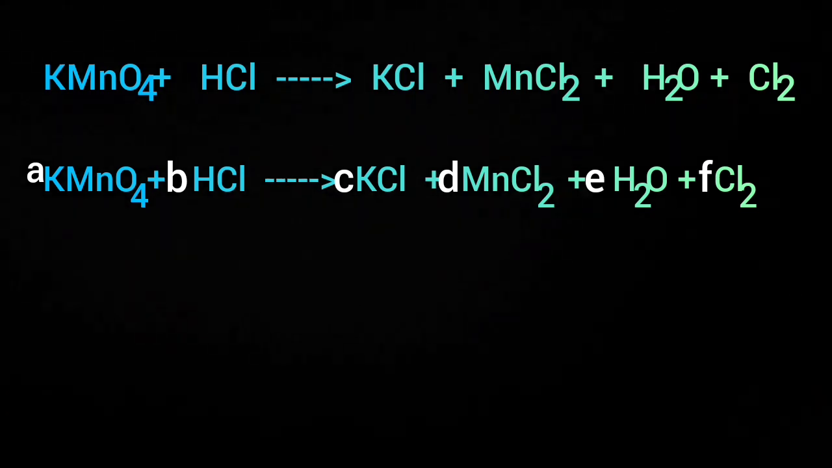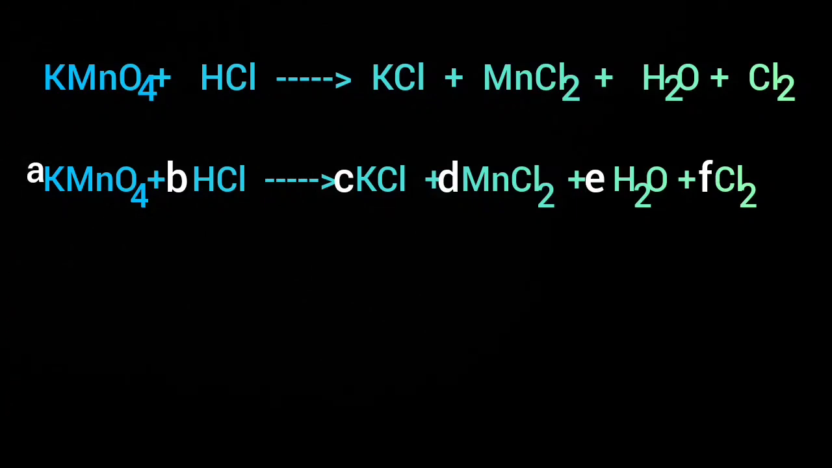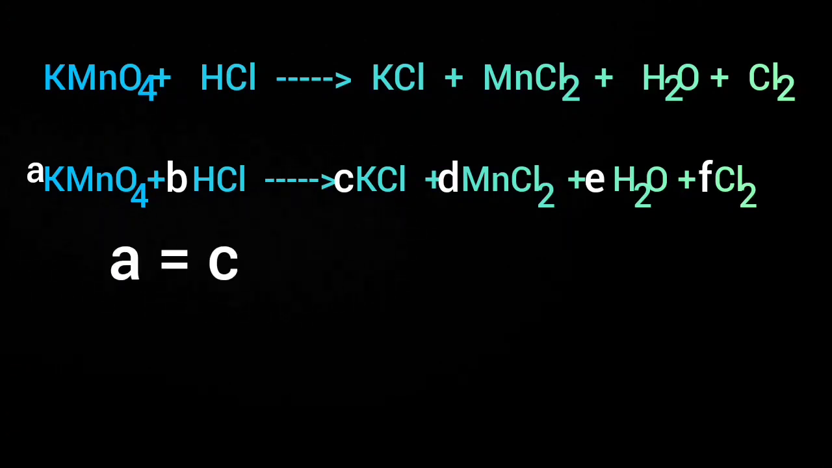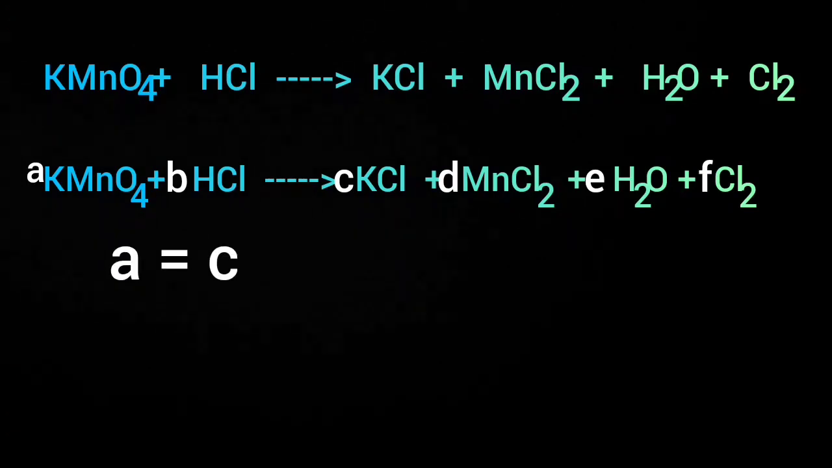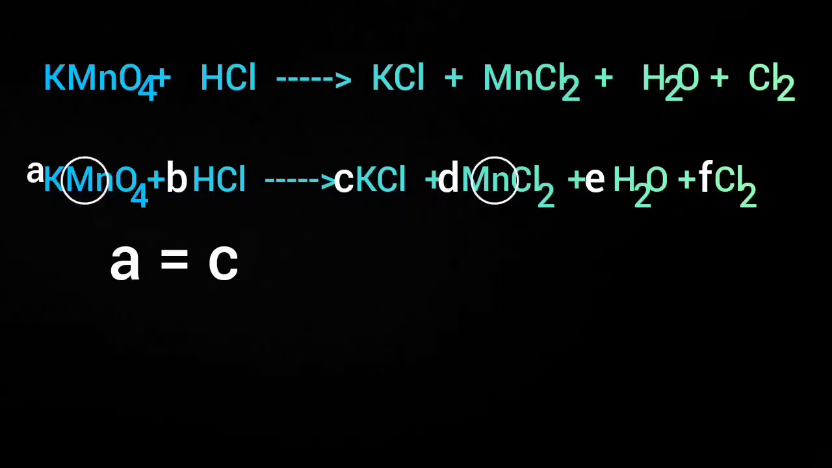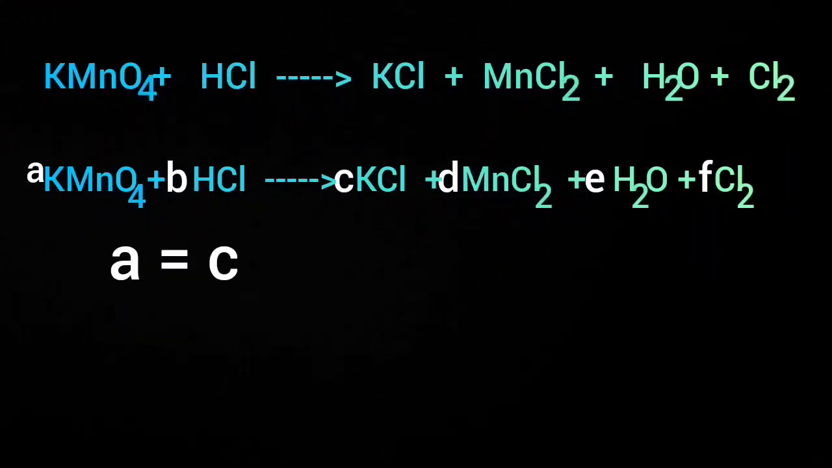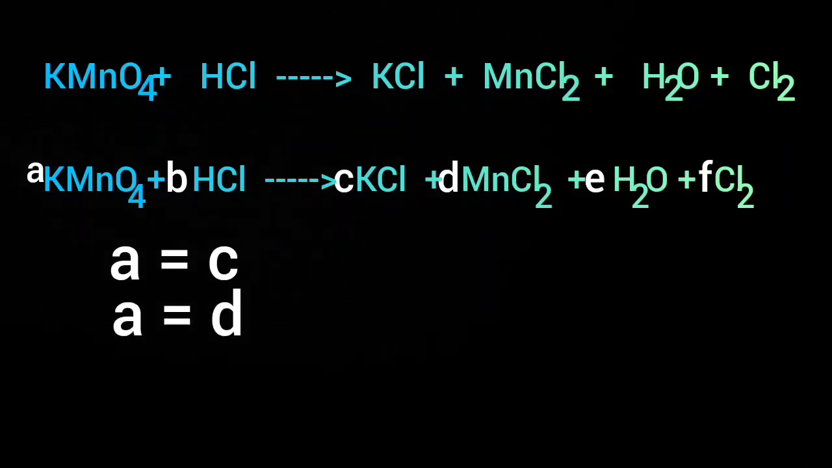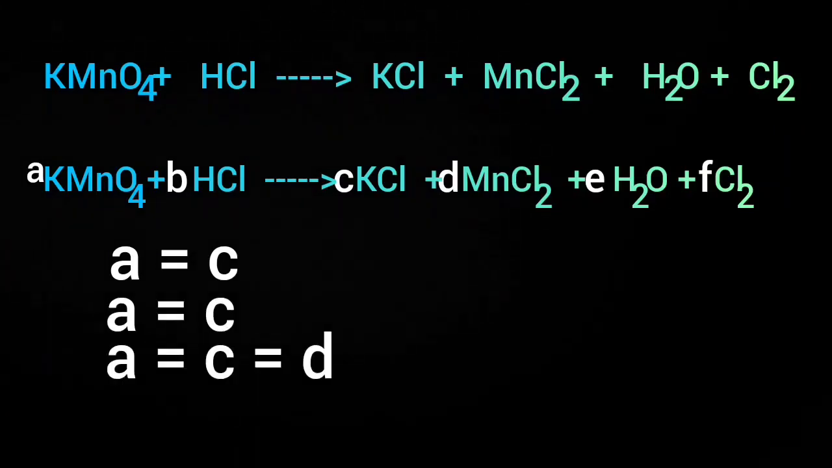Then you see the number of K atoms on the left hand side is a. On the right hand side it is c. So a is equal to c. Then the number of Mn atoms on the left hand side is also a. On the right hand side it is d. So a is also d, or you can say a is equal to c is equal to d.